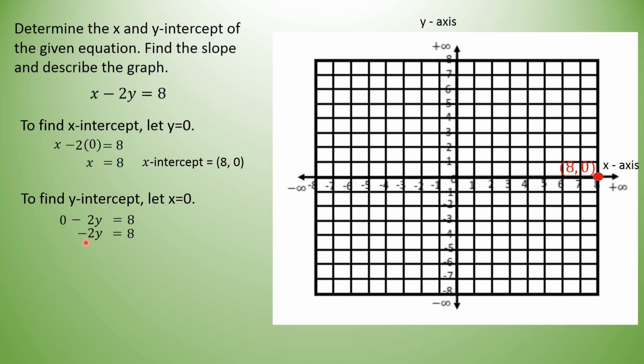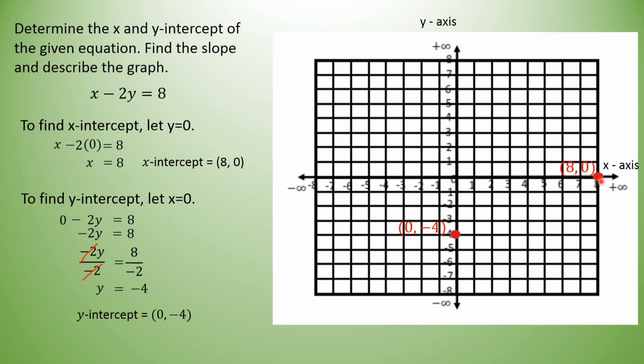Since we have here negative 2, we're going to divide the whole equation by negative 2. So negative 2y over negative 2 equals 8 over negative 2. Negative 2y divided by negative 2, we now have here y equals 8 divided by negative 2 is equal to negative 4. So our y-intercept is (0, negative 4). So kung ipa-plot natin to sa ating Cartesian plane, ang (0, negative 4) ay makikita sa y-axis. So this will be our y-intercept which is (0, negative 4).